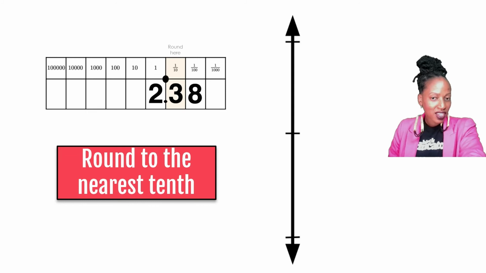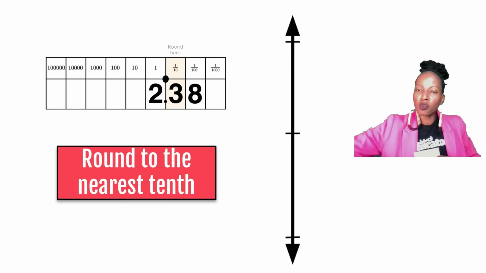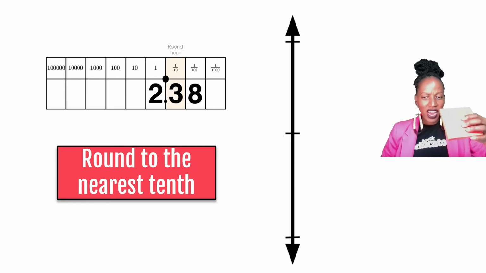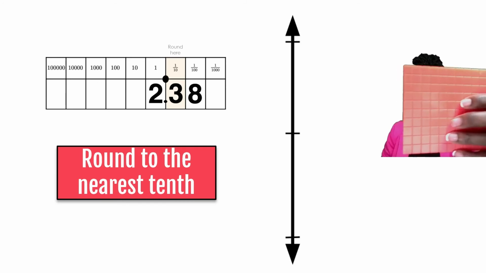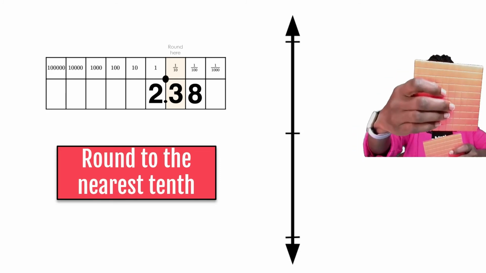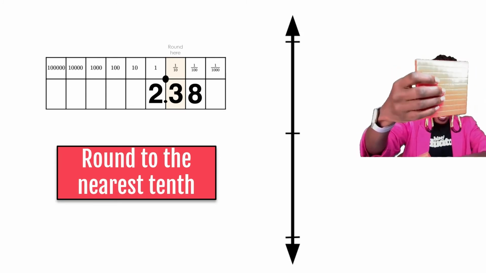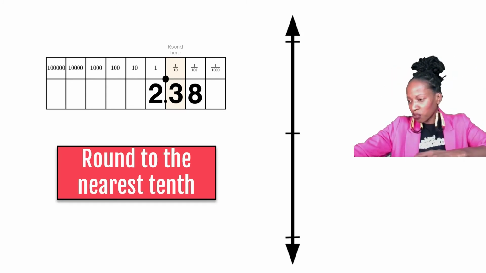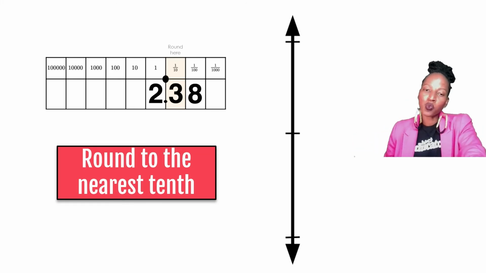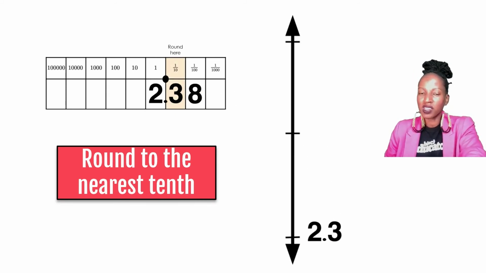Now that I have that, let's figure out how many total tenths we have. So in this example, we have 2 ones, 3 tenths, and 8 hundredths. If we remember correctly, 1 one gives me 10 tenths, and another one gives me another 10 tenths. So this is 10 tenths plus 10 tenths, which gives me 20 tenths plus the 3 tenths I have in the tenths place. That gives me 23 tenths, and I would write that decimal number as 2 and 3 tenths.